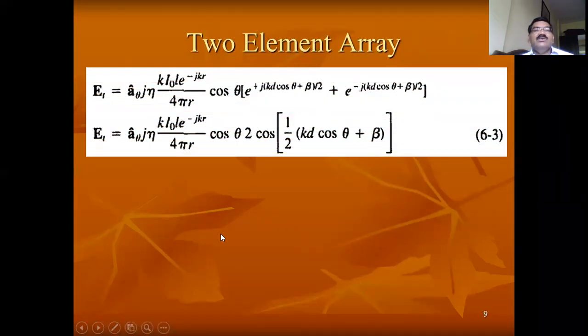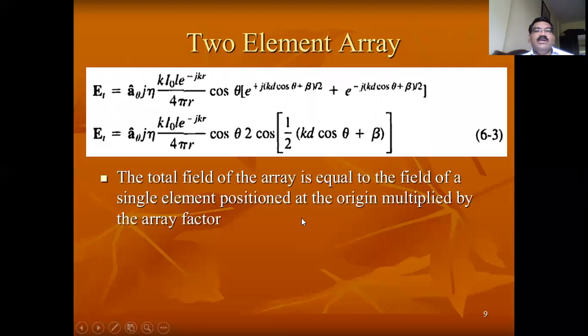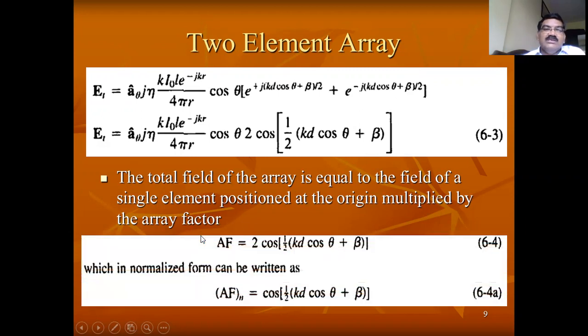Now by this assumption you can modify this total equation. So this will be your equation. The total electric field of an array is equal to the field of a single element positioned at the origin multiplied by the array factor. So this array factor is the important thing. What is this array factor? This array factor is this component here. This is what is called the array factor.